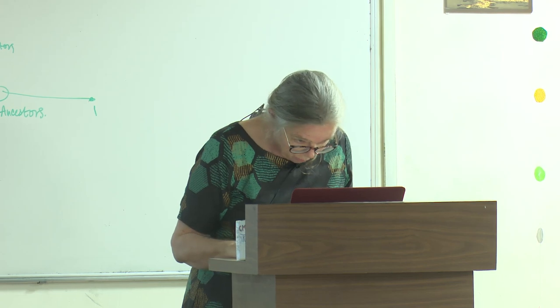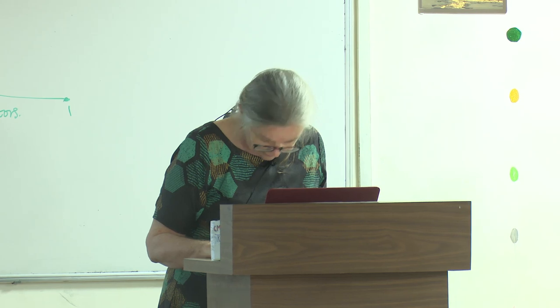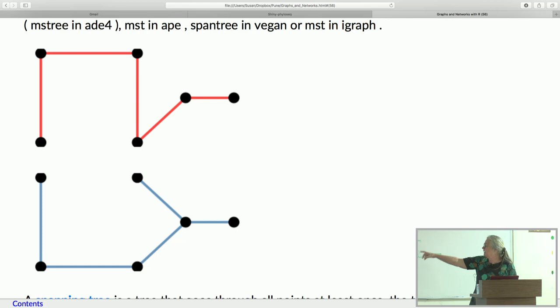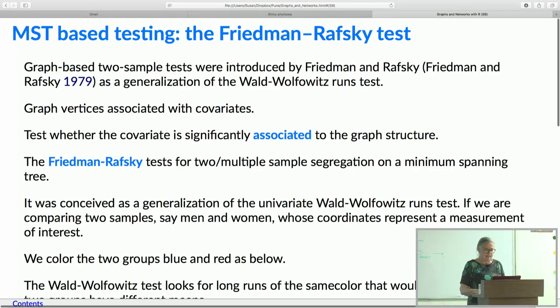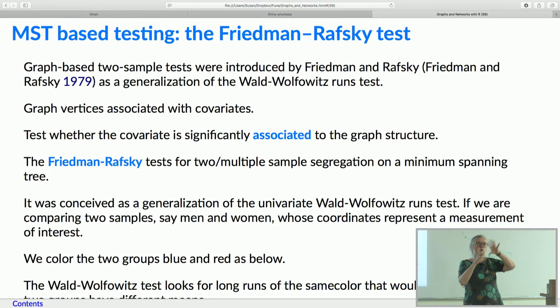Now, from a more statistical viewpoint, I talked to you earlier on about the minimum spanning tree. Here are the minimum spanning trees and how we created them. Statistically, we can use the minimum spanning tree on a graph to test whether the edges are connected to some factor that we're interested in. So this is the question of doing statistics on the graph.